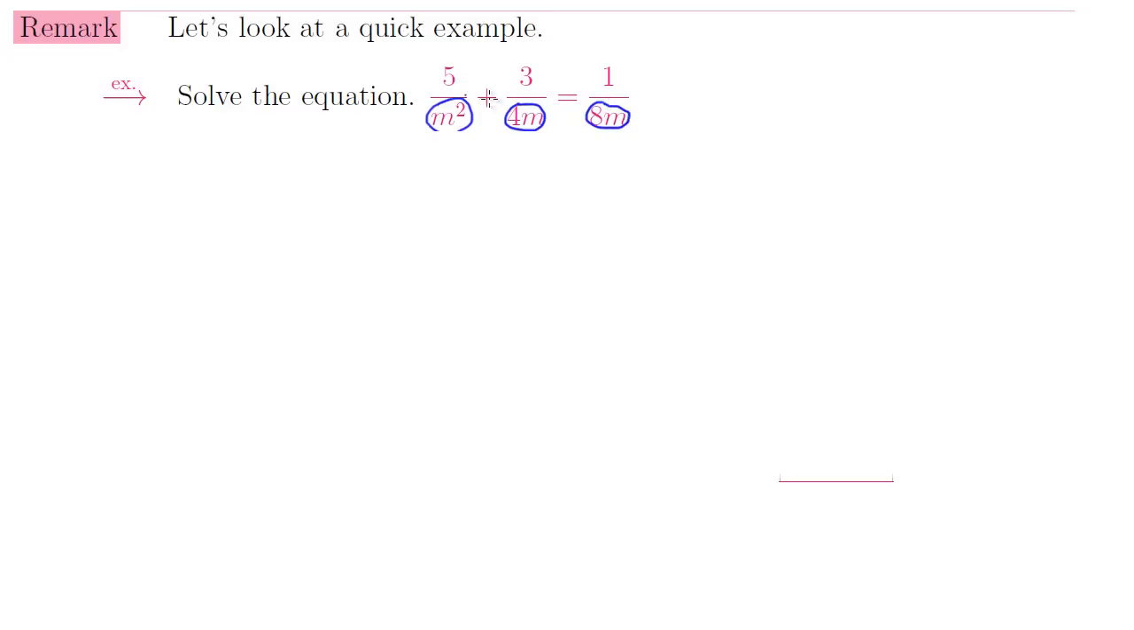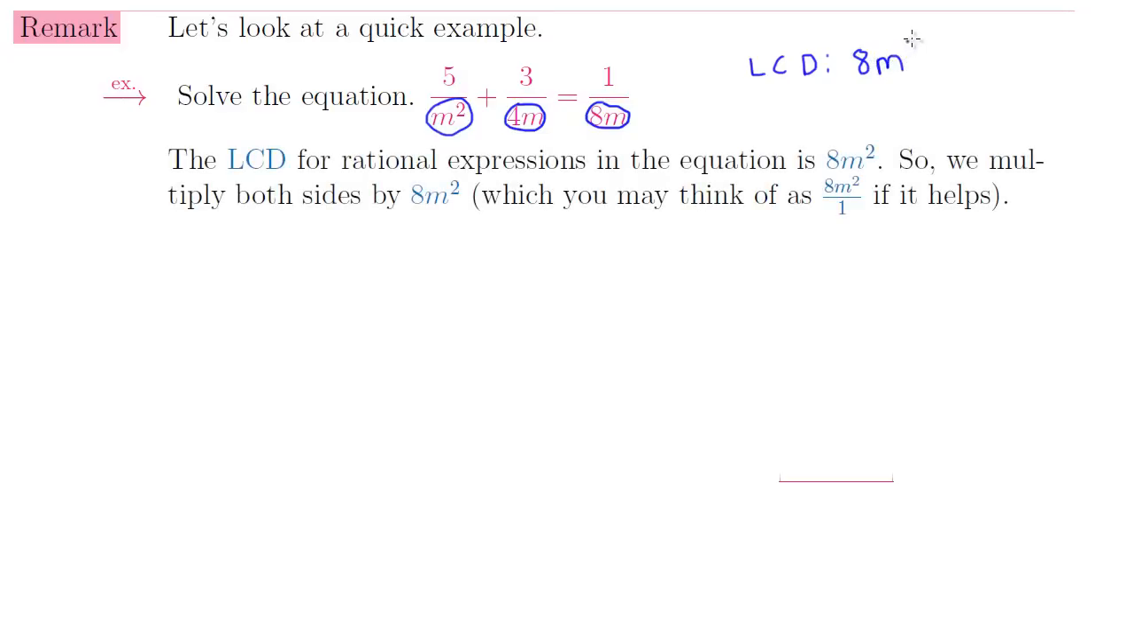If we want to find the LCD for these denominators, we need an expression that's bigger than each of them, an expression that contains each of them. So between 4 and 8, we need an 8. And between m and m squared, we need an m squared. So that's why we say that the LCD is 8m squared. We're going to multiply everything by 8m squared to clear the denominators. And again, you can think of the 8m squared as 8m squared over 1, if that helps you remember that the 8m squared is in the numerator.